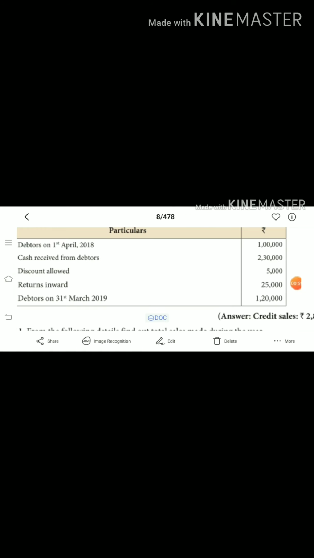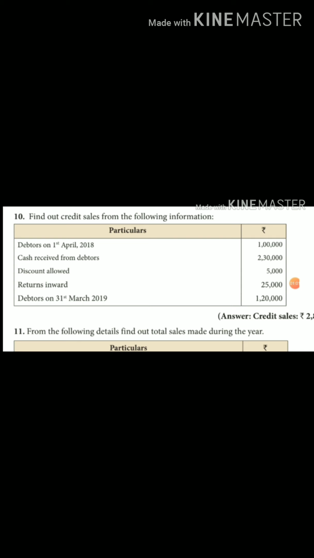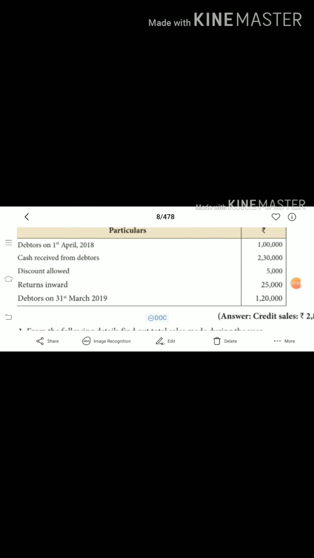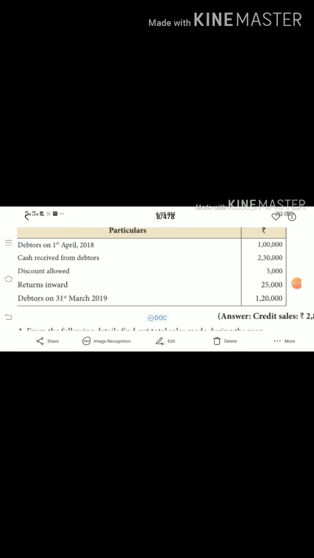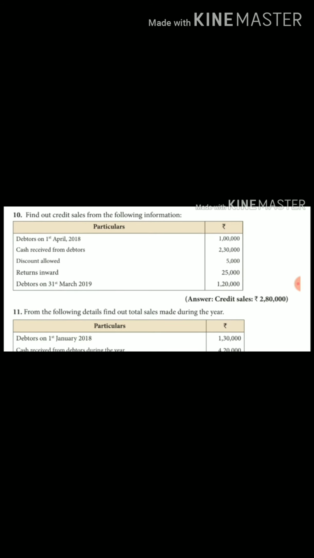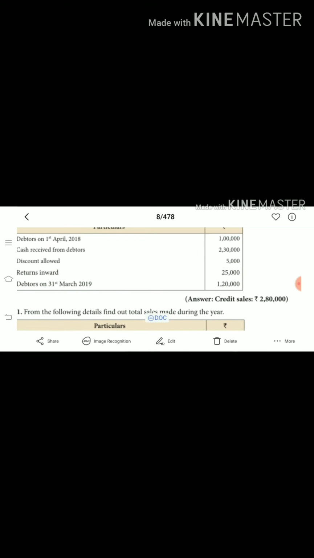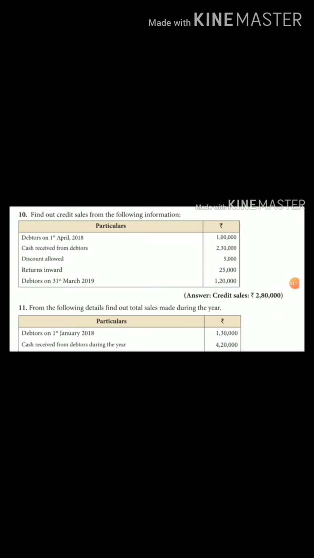Students, listen carefully. Come to question number 10. See the book page number 34. I already solved the problems. Let us see the steps one by one. Question number 10: find out the credit sales from the following information. In this question, we have to find out the credit sales. Credit sales means the total debtors account.